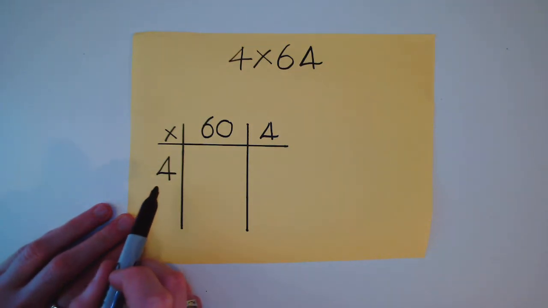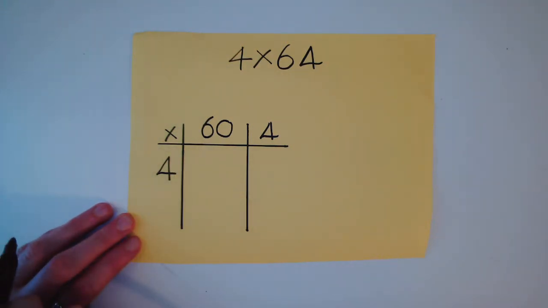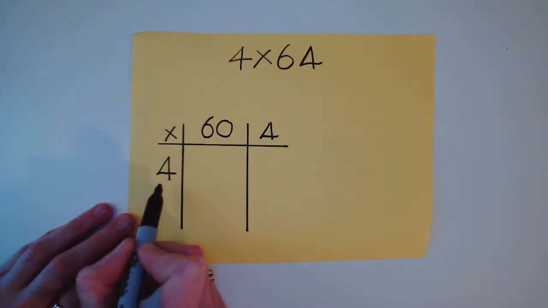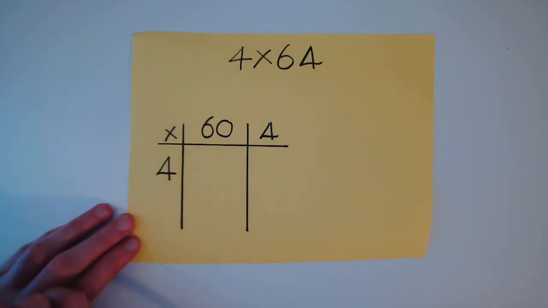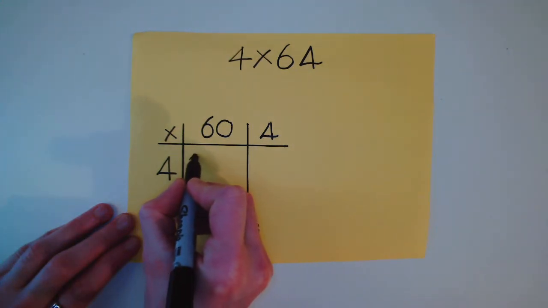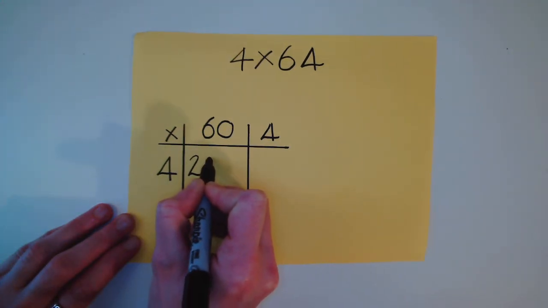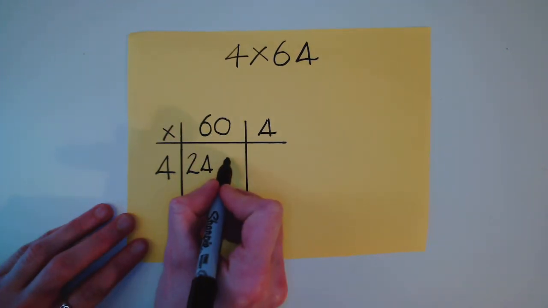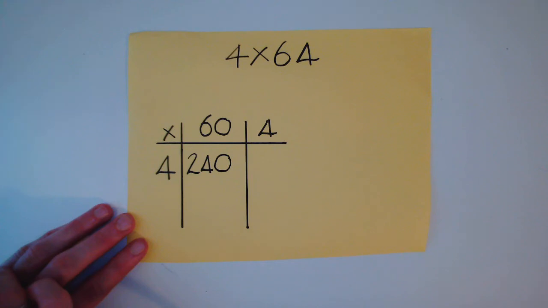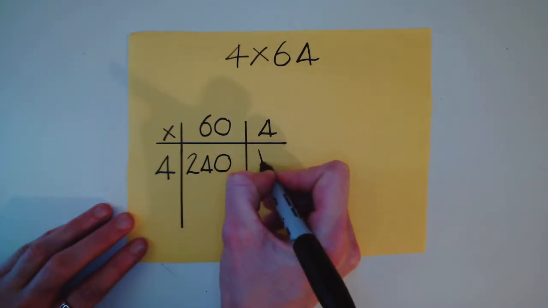Okay, so now we need to do 4 times 60. I don't know what 4 times 60 is, but I do know what 4 times 6 is. Can you think what 4 times 6 is? 24. Fantastic. And therefore, 4 times 60 is 240. Okay, we need to add in our 0, scaling up. Now we need to do 4 times 4. Who can think what's 4 times 4? Well done, 16.